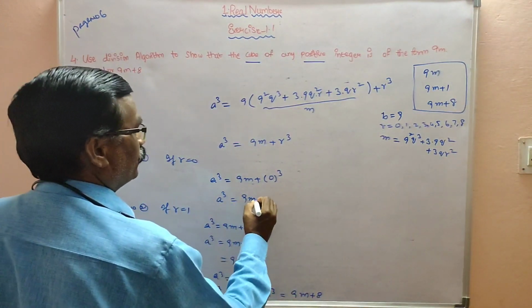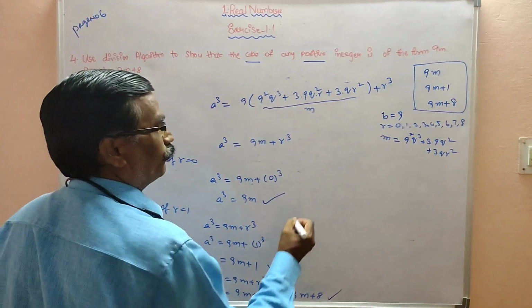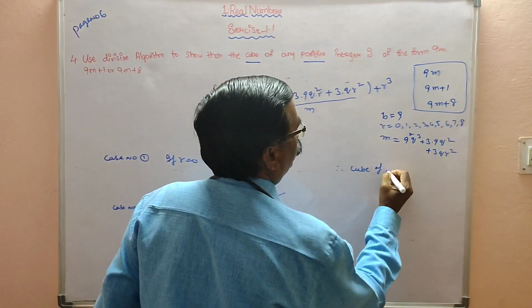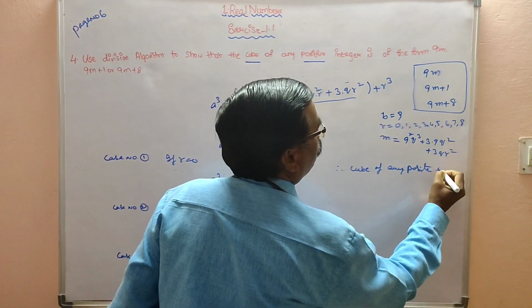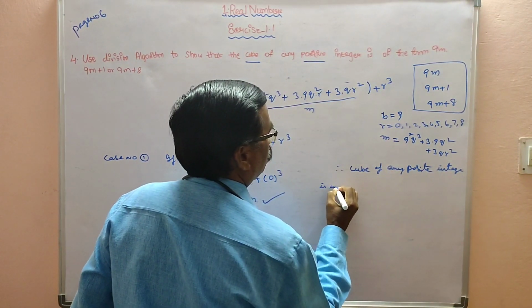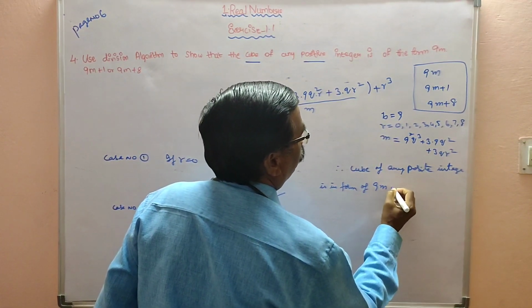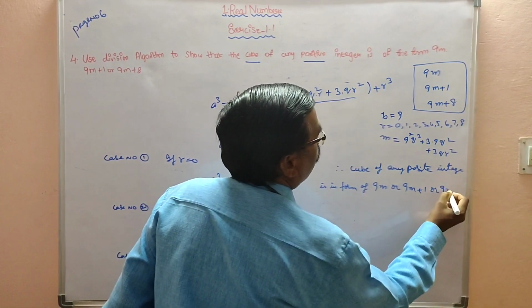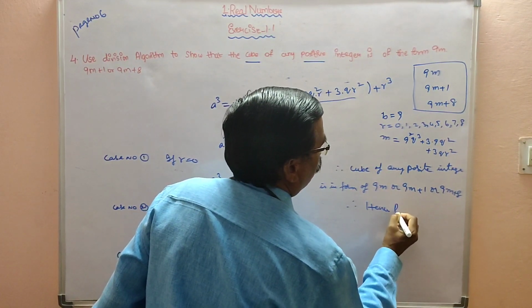So we got first one is a cube equal to 9m, and next one is 9m plus 1 and 9m plus 8. So therefore cube of any positive integer is in the form of 9m or 9m plus 1 or 9m plus 8. Therefore, hence proved.